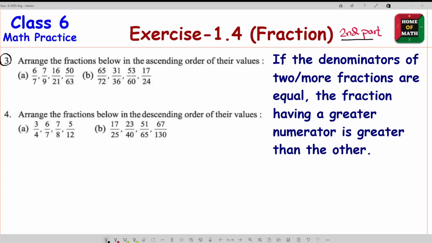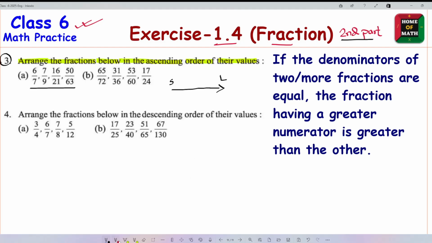In this video we are going to start the second part of exercise 1.4, fractions, class 6. We will start from number 3. The question is: arrange the fractions below in the ascending order of their values. Here are some fractions and we have to find out which one is smaller and which one is larger. So ascending order means smaller to larger, S to L.